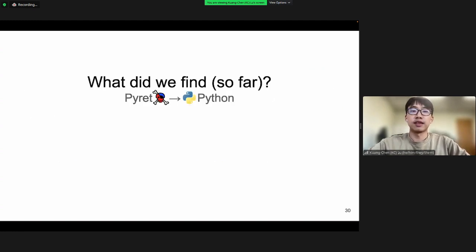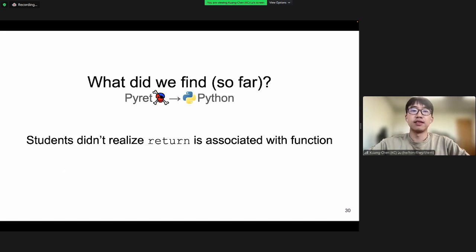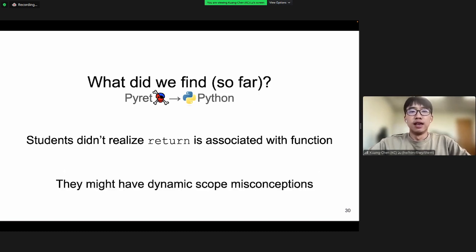After this round of tasks, we strongly believe that students don't understand return. They didn't realize that return is associated with function. Besides that, some responses suggest that students have a dynamic scope misconception. So we decided to focus on these two aspects in our final round of tasks.